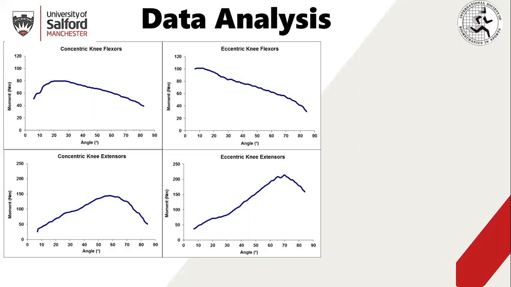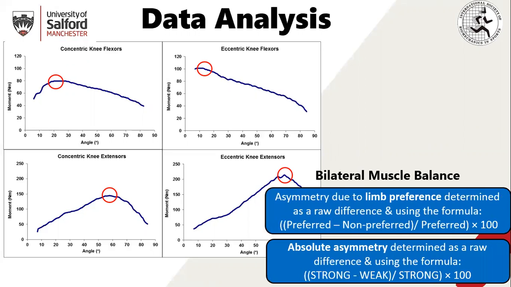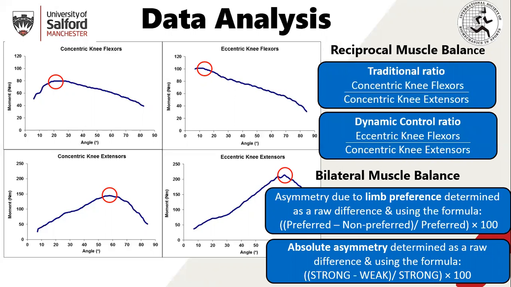Each profile was inspected to ensure peak and angle-specific moments were established within isokinetic range with a tolerance of 1 degree per second. The obtained peak moments for each muscle group in each mode were used to explore bilateral asymmetry. Asymmetry due to kicking limb preference was determined as a raw difference and using the formula as stated on the slide, whereas absolute asymmetry was defined as a raw difference between the strongest and weakest limbs and using the formula as stated on the slide. The strong limb being the one with the highest peak moment for a given muscle group and mode. Traditional and dynamic control peak moment ratios were also determined.